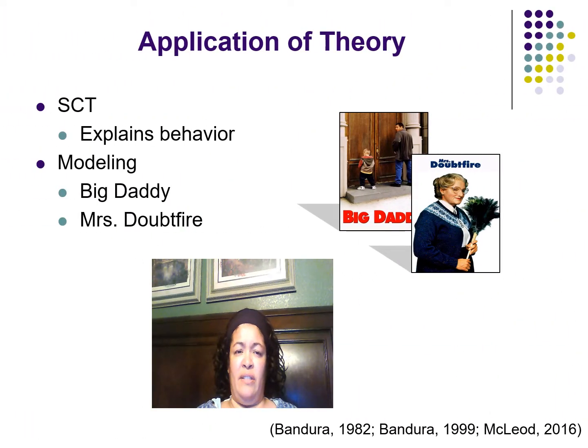The social cognitive theory still helps to explain behavior. You see modeling in both Big Daddy and Mrs. Doubtfire. You see the little girl repeat the words that her father said to his mother in Mrs. Doubtfire. You watch the son in Big Daddy replicate the father's behavior by tossing a stick in front of the cyclist so that he falls just like his father did.